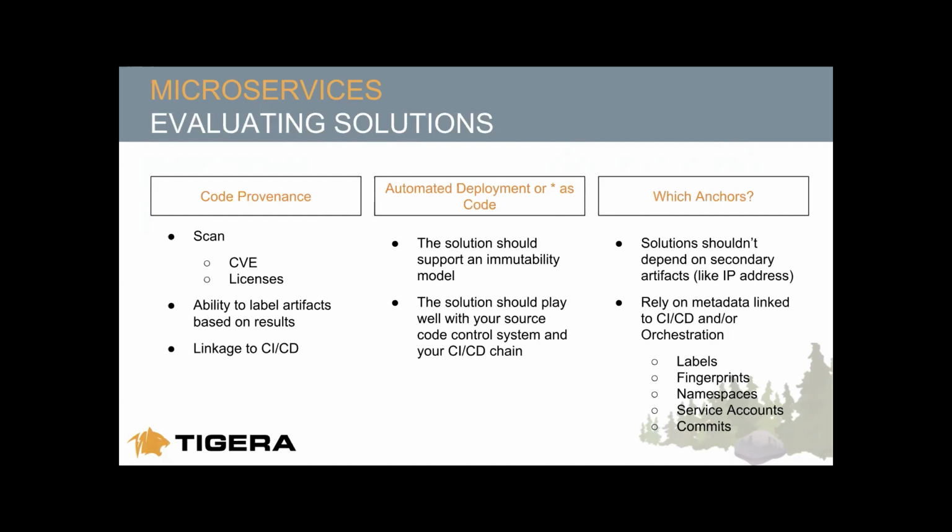You're tying to the actual artifact rather than a given instance. So these are things like metadata labels, fingerprints, namespaces, service accounts, commit hashes. Those things are what's solid and real in these new environments. The things like what host this thing's running on or which IP address is ephemeral and not the right thing for your solution to tie security controls to, or any other kind of resource to, for that matter.